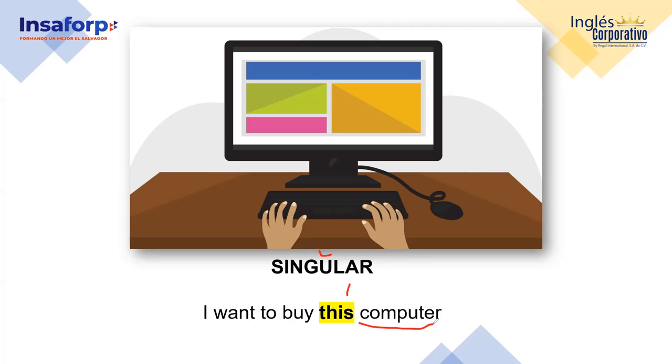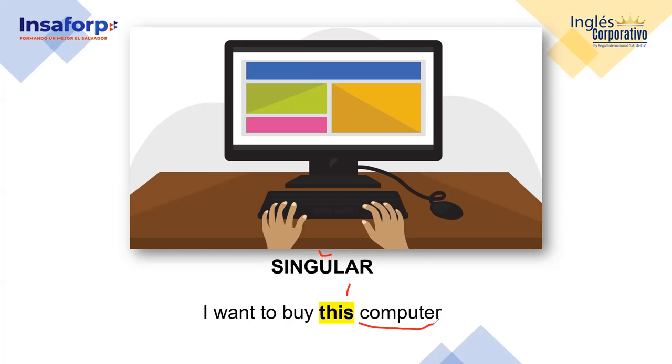Pronouns, teacher. ¿Qué es? Demonstrative adjective or demonstrative pronoun? Demonstrative pronoun. ¿Cuál de los dos tenía un nombre a la par? Adjective. Demonstrative adjective. ¿Y entonces por qué me dicen que este es pronoun? This computer. This is a demonstrative adjective.